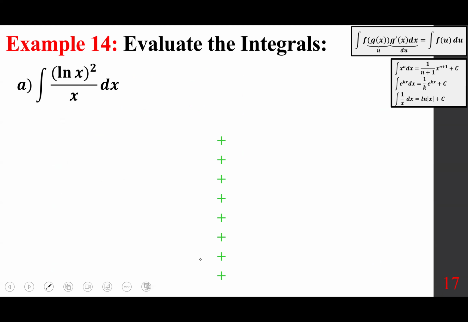Integral of ln x quantity squared over x dx. Anytime ln x is involved, that is the choice of u. Its derivative is 1 over x, which makes du 1 over x dx or dx over x. And I'm writing both because one may see it in this format, one may see it in this format, or it may be given in that format.